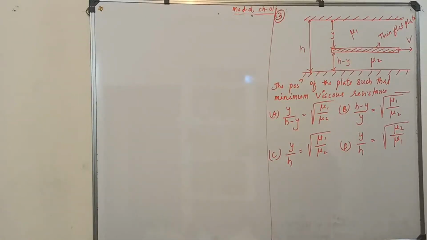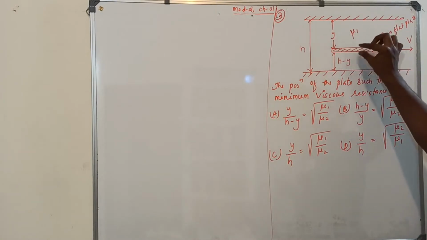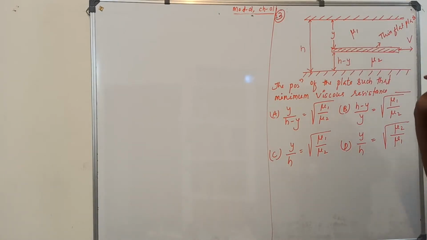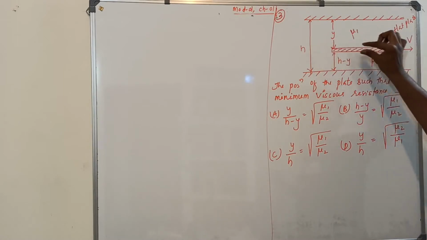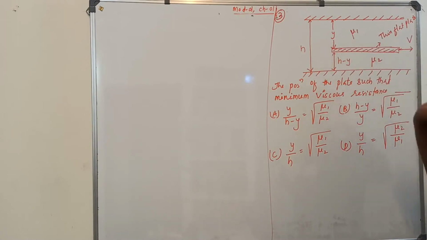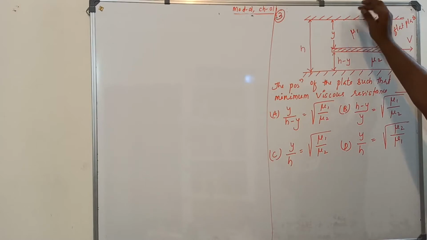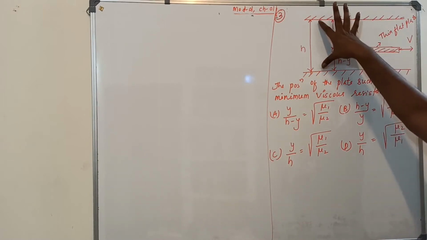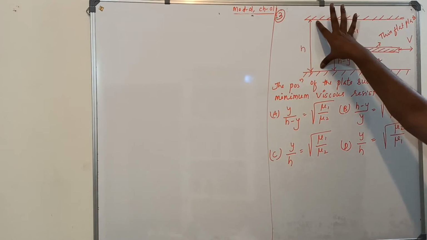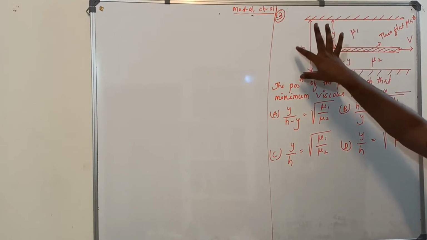Pay attention to this question. What they have told is, you have a thin flat plate. It has been placed somewhere, not in the middle, which is y distance from the top and h minus y distance from the bottom. The distance between the two fixed plates is h.